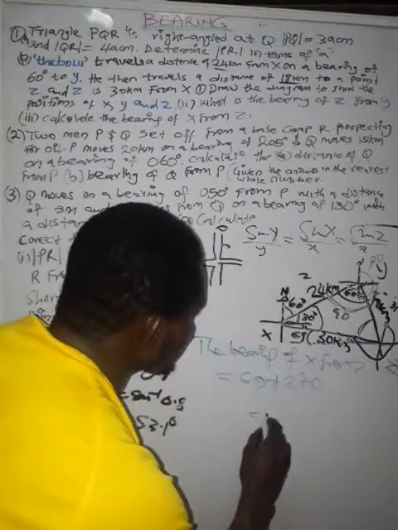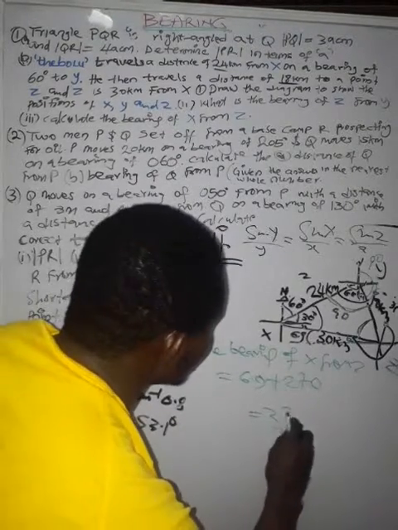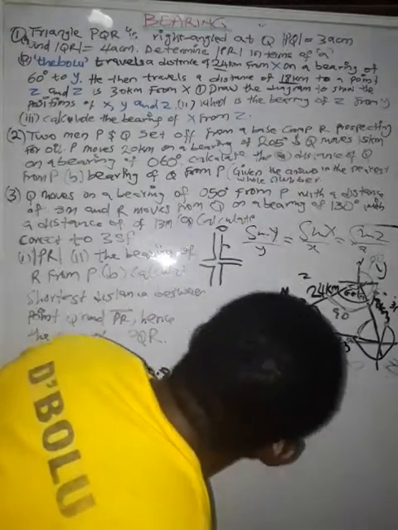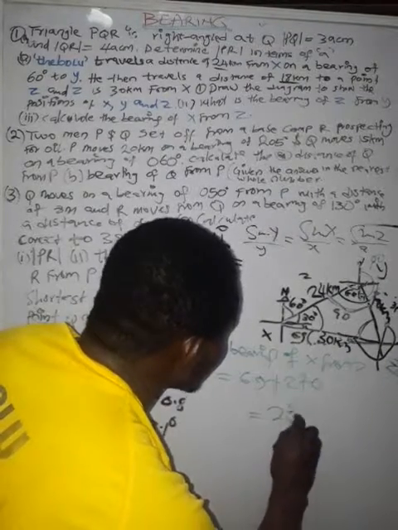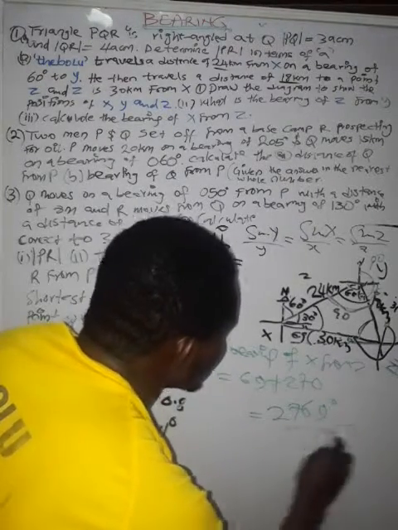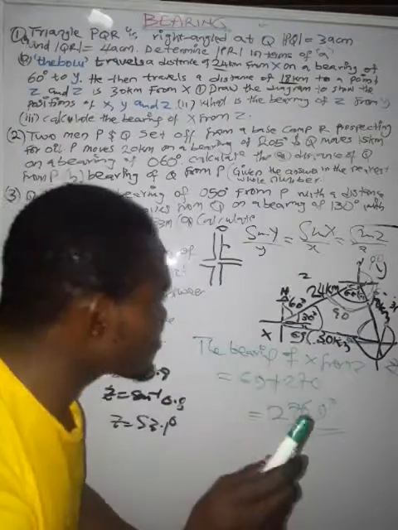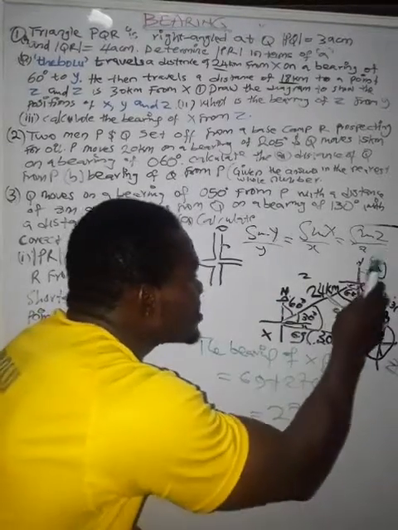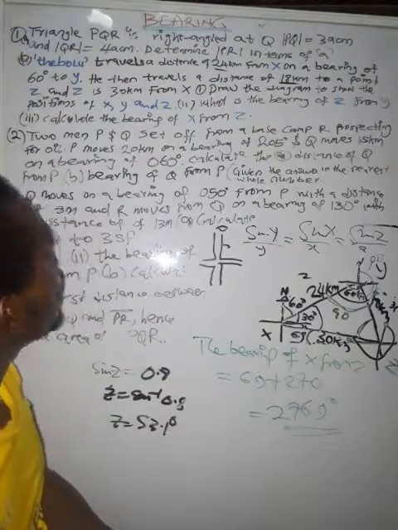So that will give you 276.9. I hope you are clear. So that's how to do it. Bearing is very straightforward, but what you just need to know, and which is simple, is how to manipulate the quadrant. That is the easiest way. So I think we are done with that.